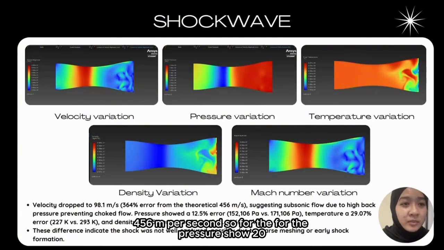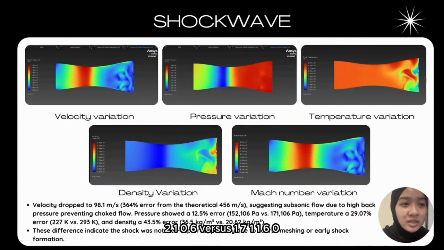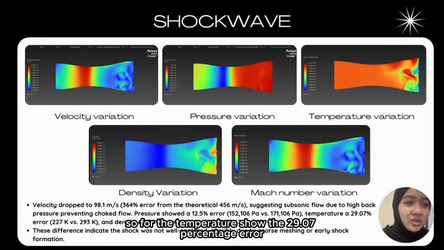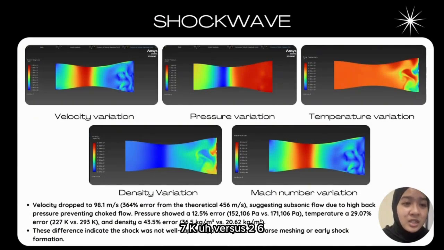For the pressure, it shows a 12.5% error, which is between 152, 106 versus 171, 106 Pa. For the temperature, it shows a 29.07% error, with the temperature around 227 K versus 263 K. For the density, we got a 43.5% error, which is 36.5 versus 20.62.